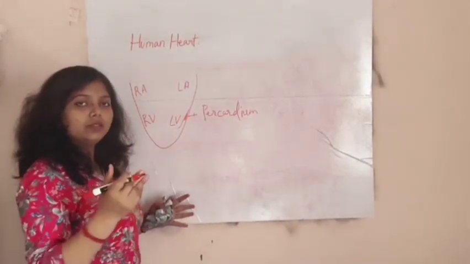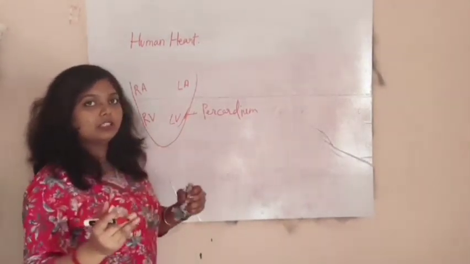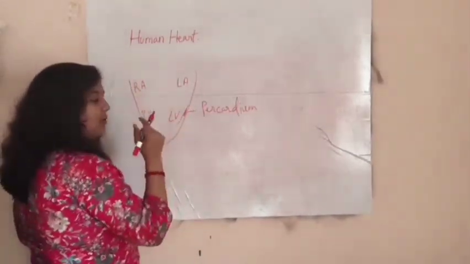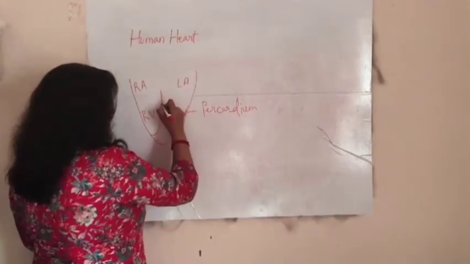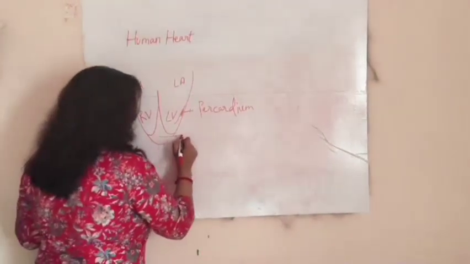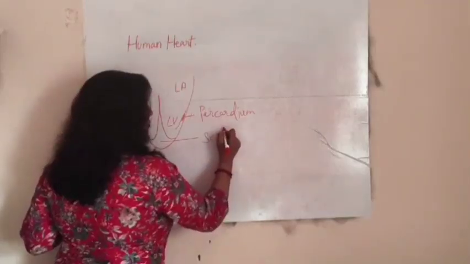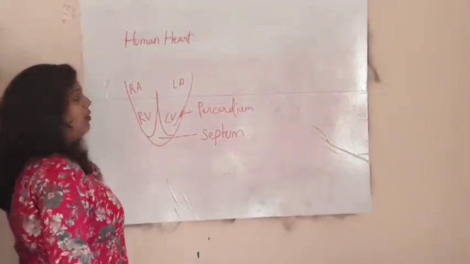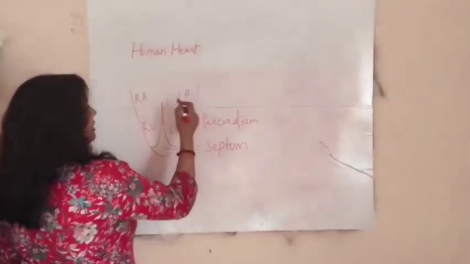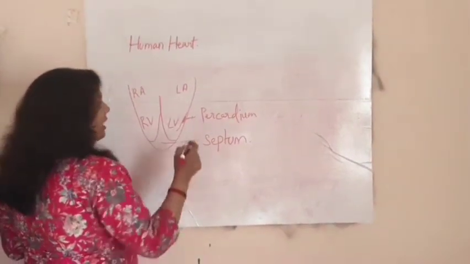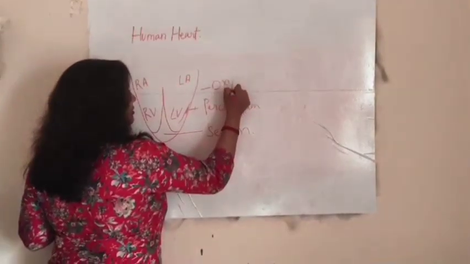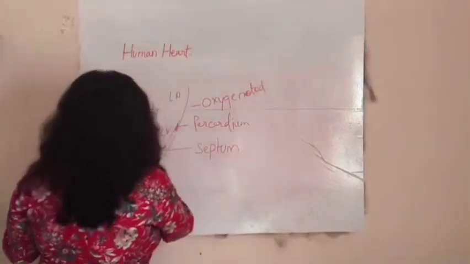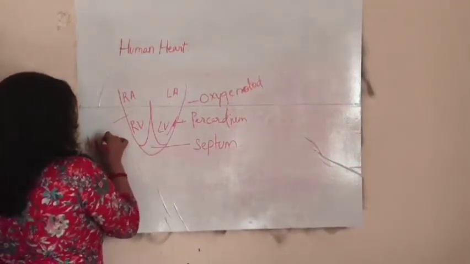Why? It is 4 chambered so that the oxygenated and deoxygenated blood do not mix with each other. So for keeping these two separate, there is a thick muscular wall in between, and the name of this wall is septum. Okay, we divided the heart into 2 parts. Now see, so what did we learn? What kind of blood does the left side carry? Oxygenated, and the right side will carry deoxygenated. Okay.